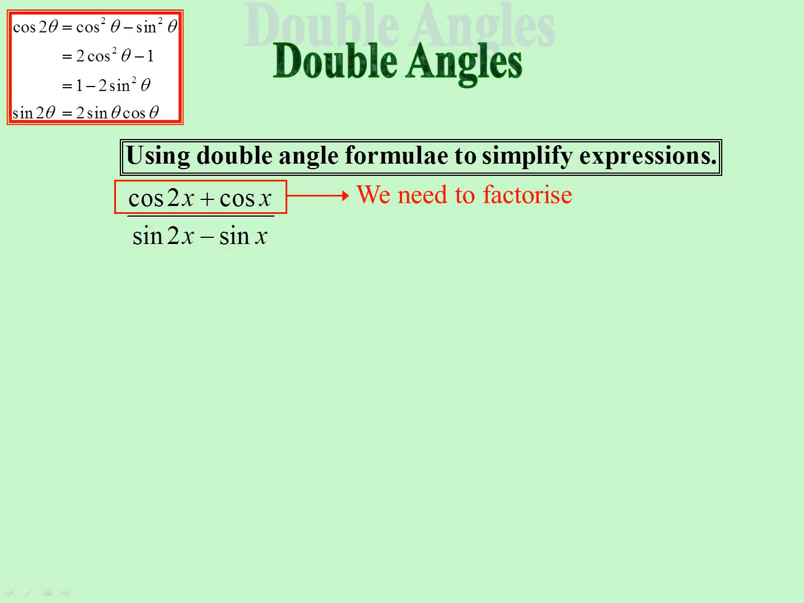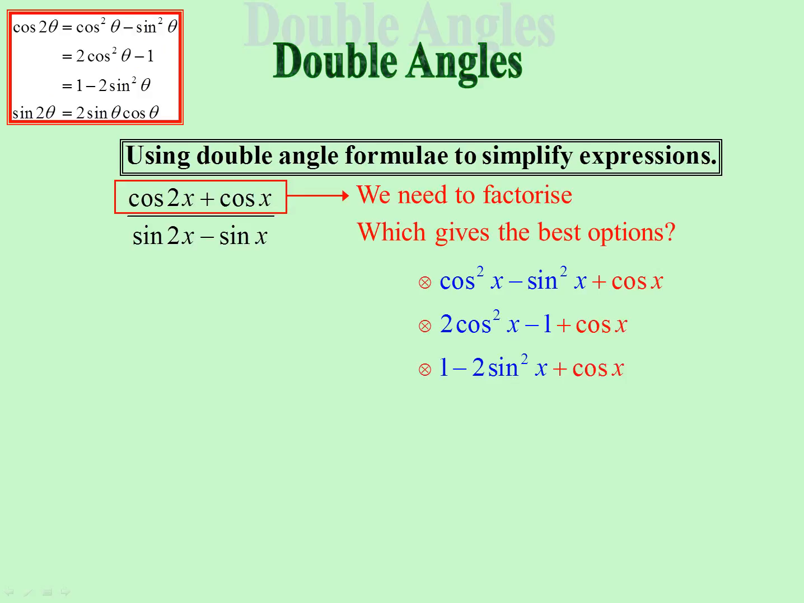We need to factorize it. So which of those gives the best options? There we are. There's your top line with the 3 possible options. That one there is going nowhere. Cos squared minus sine squared plus cos. You cannot factorize that. That one is going nowhere.